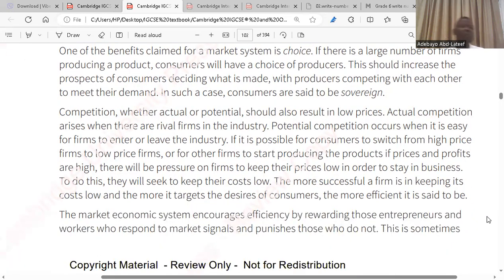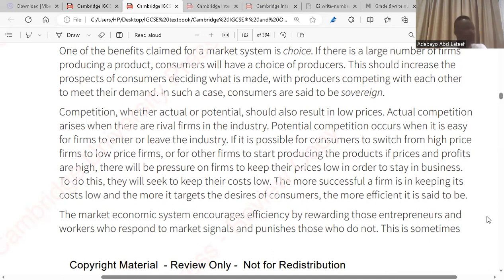So the next paragraph: competition, whether actual or potential, should also result in low prices. Actual competition arises when there are rival firms in the industry. Potential competition occurs when it is easy for firms to enter or leave the industry. So what's the difference between actual competition and potential competition? Note, either it is actual competition or it is potential competition, both of them tend to bring prices down.